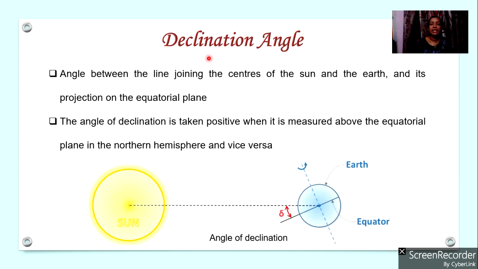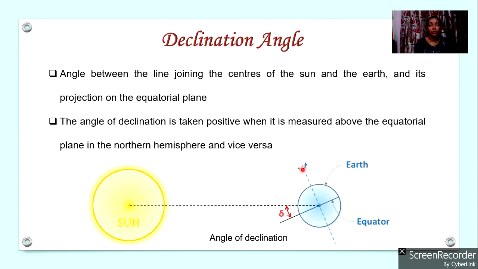Next one is the declination angle. Declination angle, denoted as delta, is the angle between the line joining the center of the Sun to the center of the Earth and the projection of that line on the equatorial plane. We know what the equatorial plane of the Earth is. Here this is the Earth's axis of rotation, and a plane which passes through the equator and is perpendicular to this axis of rotation is known as the equatorial plane of the Earth.